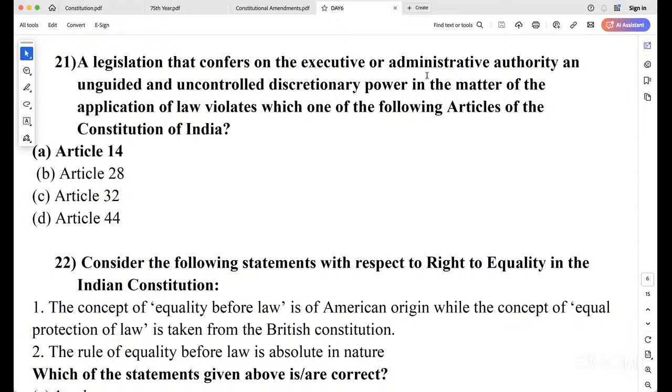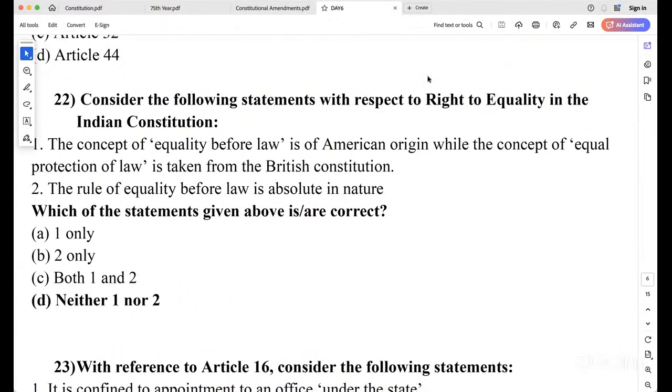Then consider the following statements with respect to right to equality in the Indian Constitution. The concept of equality before law is of American origin, while the concept of equal protection of law is taken from the British Constitution. Interchanged. See, this is a usual way of UPSC doing things. They keep two things and just interchange them. Okay, just take a moment. Even if you don't know it, swap them and check whether the statement is correct. Mostly it is wrong.